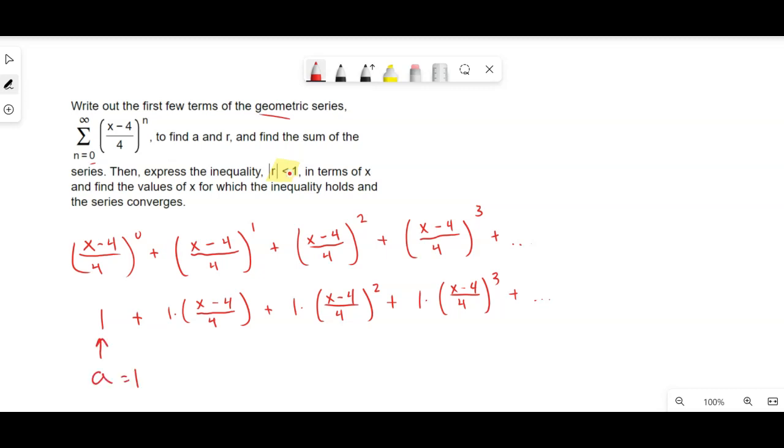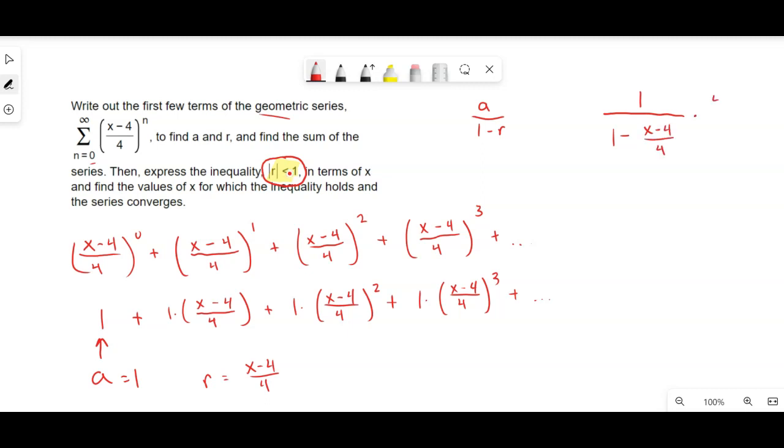A is 1. And r is the thing that's repeatedly being multiplied to a, which is (x minus 4) over 4. All right, now, again, this will converge to a over 1 minus r if the absolute value of r is less than 1. So first of all, a is 1. 1 minus r is 1 minus (x minus 4) over 4.